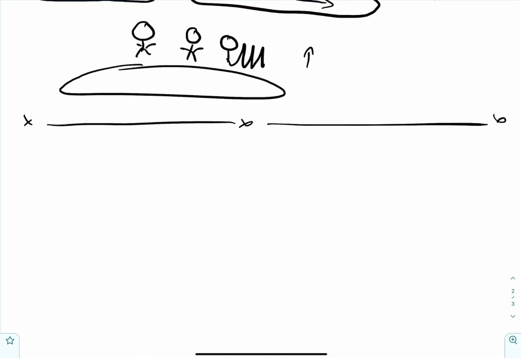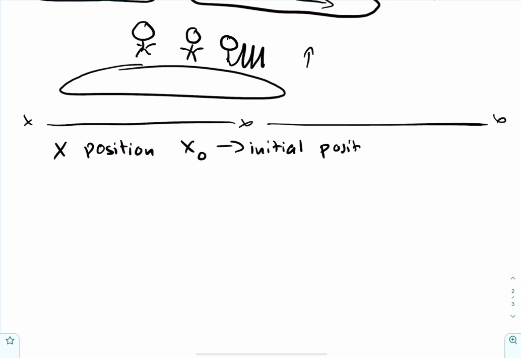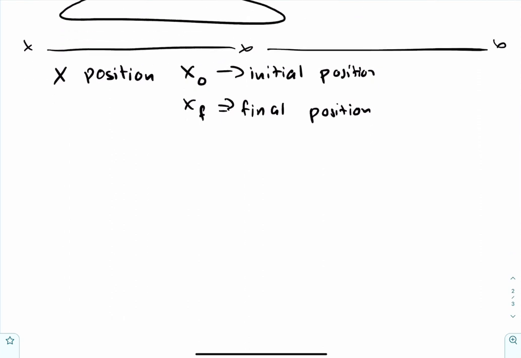Okay, position is represented by the variable x. x is position. x with a little zero under it (x₀) is your initial position. x with an f under it (x_f) is your final position, or your position after a certain acceleration or a certain velocity, or after you've undergone any change in your state.